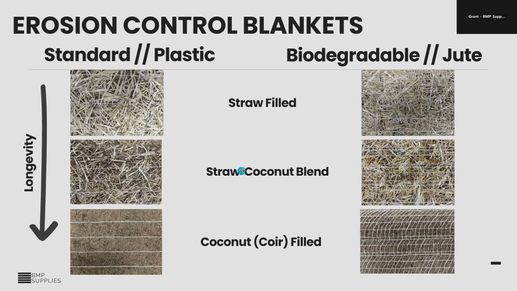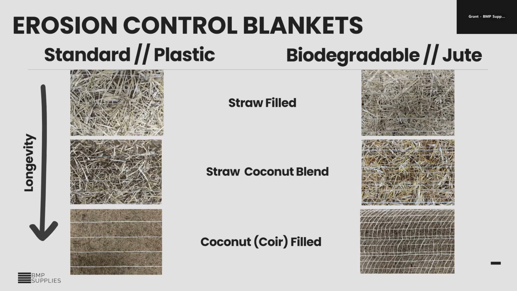Then we have a middle ground. It's a straw coconut blend. So this has coconut fibers mixed in with the straw fibers, and this lasts a little bit longer than just straw. Coconut fibers just last longer than straw. It doesn't break down as quickly. So again, if you're going to be leaving a job site but coming back in 12 to 16 months or 12 to 24 months, we want to use a straw coconut blend.